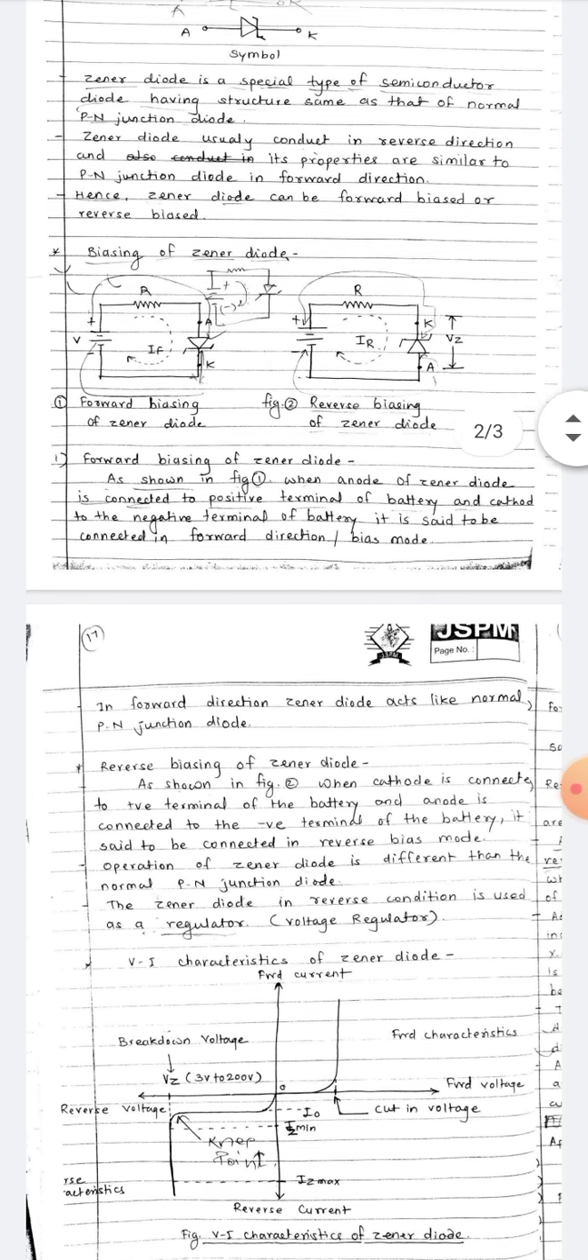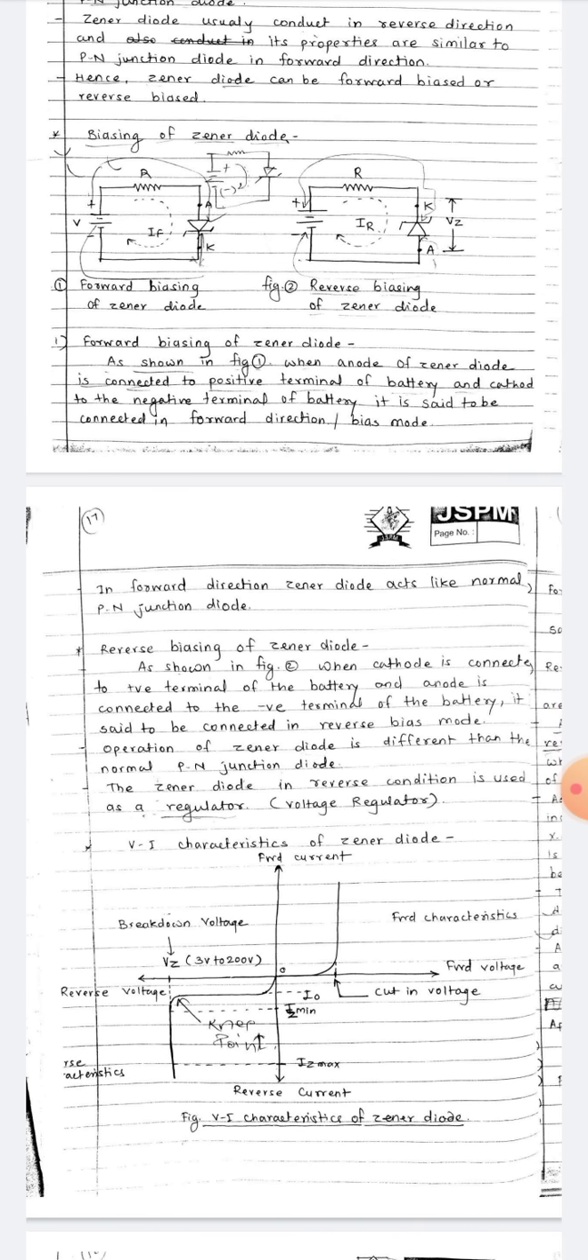In reverse biasing of the Zener diode, you can see in the diagram, the positive terminal of the battery is connected to the cathode of the diode, and the negative terminal is connected to the anode of the diode. So this is called reverse biasing of a Zener diode. When we increase the supply voltage, the electrons from the n side get attracted towards the positive terminal of the battery, and holes from the p-type semiconductor get attracted towards the negative terminal of the battery.